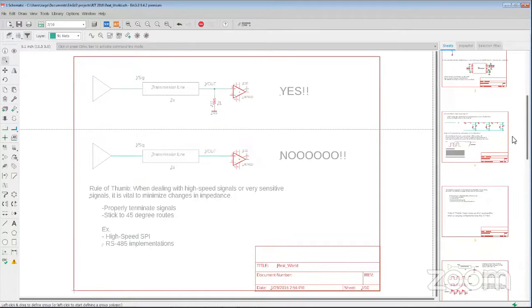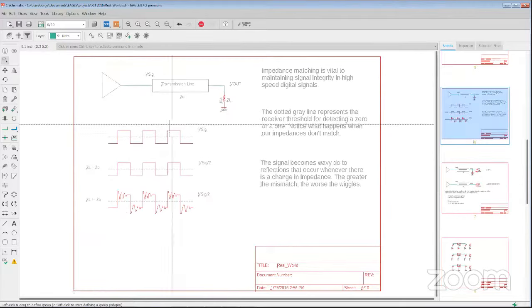Oh, I skipped a slide, I think is what happened. I think this is one of the first times I see Eagle being used as a PowerPoint. Yes, it basically is a PowerPoint.